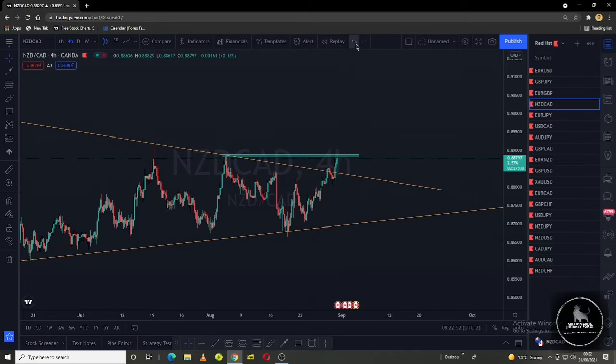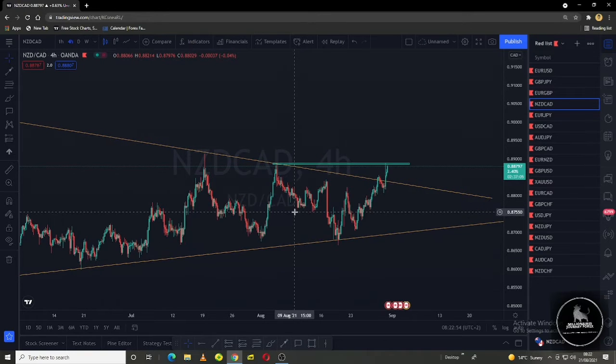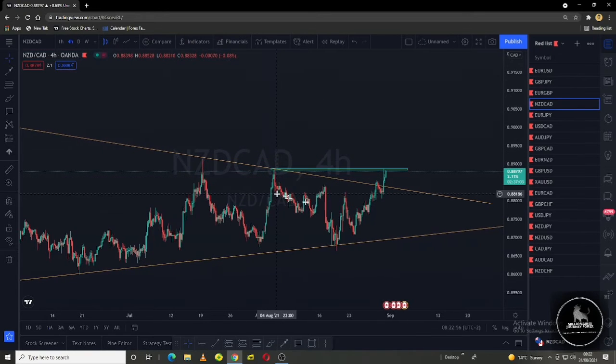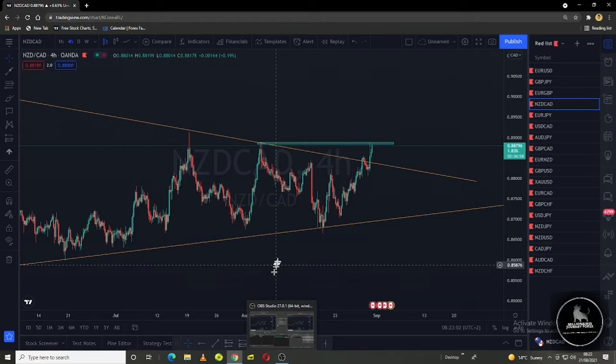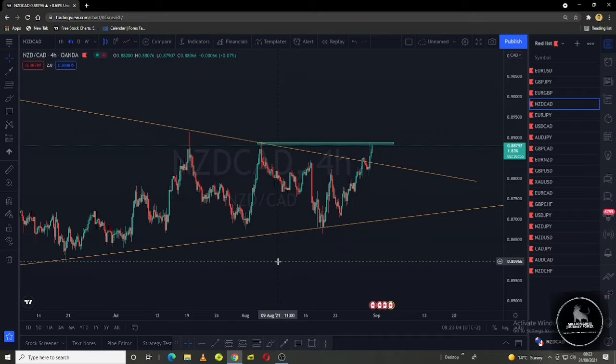This is common. This always happens. You find someone jumping into a trade because they see a breakout, but they don't look at other things that confirm if that's a real breakout or it's just a false move like this one.